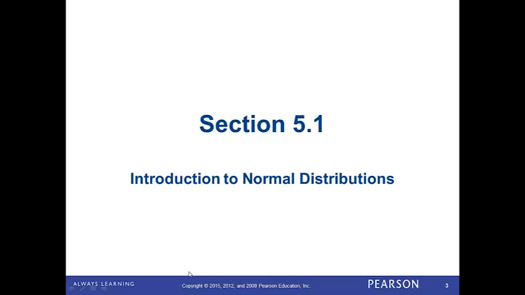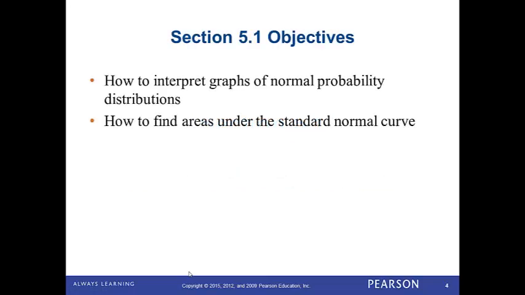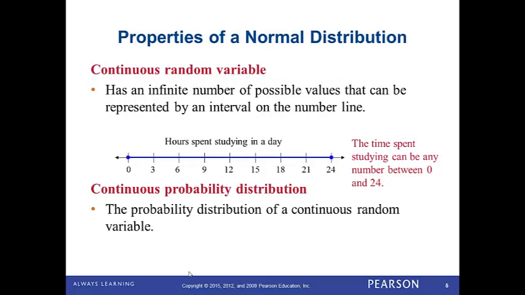So now we are in chapter 5.1 and we're going to be looking at the introduction to the normal distributions. Our objectives are to interpret graphs of the normal probability distribution and then find the areas under the standard normal curve. So let's start by talking about the continuous random variable.